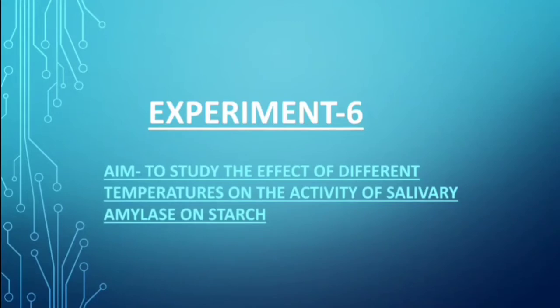Today we will be discussing experiment 6 of your syllabus. The aim of experiment 6 is to study the effect of different temperatures on the activity of salivary amylase on starch. Means in this practical we are going to observe the activity of salivary amylase, or the ptyalin enzyme, on starch. Here we will set three different temperatures, and then we will observe how the enzyme salivary amylase performs in these three different temperature conditions.